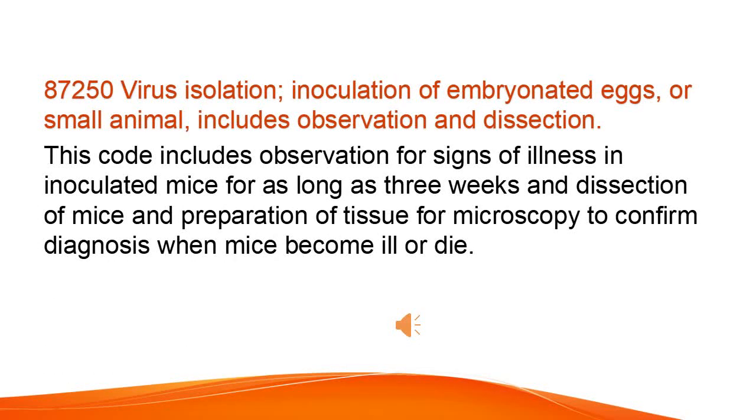Virus isolation, inoculation of embryonate eggs, or small animal, includes observation and dissection. This code includes observation for signs of illness in inoculated mice for as long as 3 weeks and dissection of mice and preparation of tissue for microscopy to confirm diagnosis when mice become ill or die.